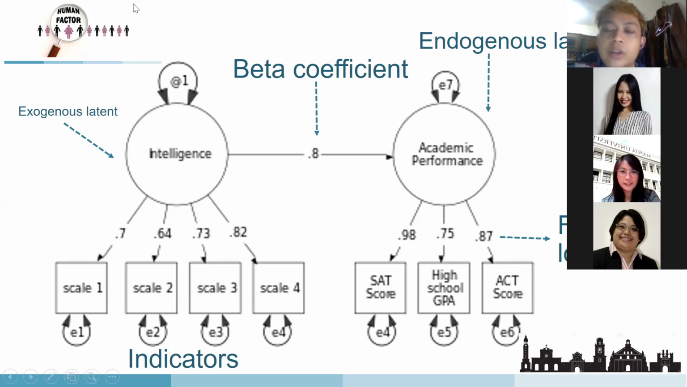And then the connection between the latent and the indicator, we call it factor loading, or lambda. The symbol is the lambda. Usually the very minimum cutoff is 0.5, but higher than 0.7 is the one that we want to get. But what happens if it is higher than 1.0?